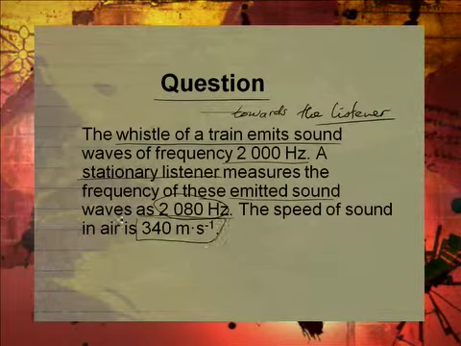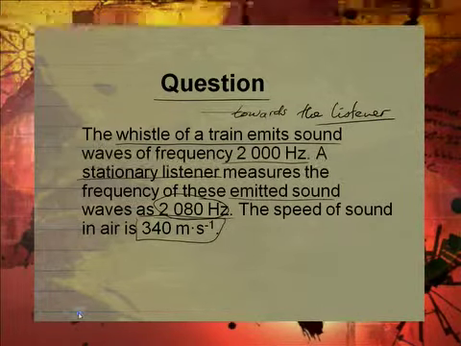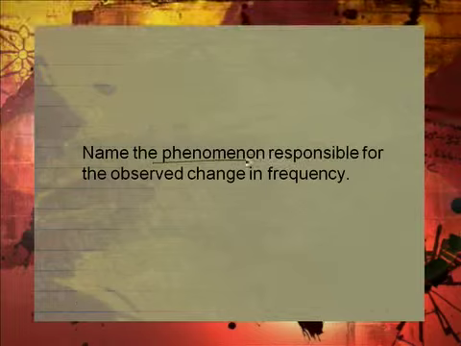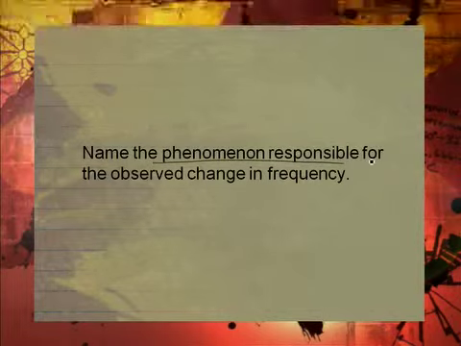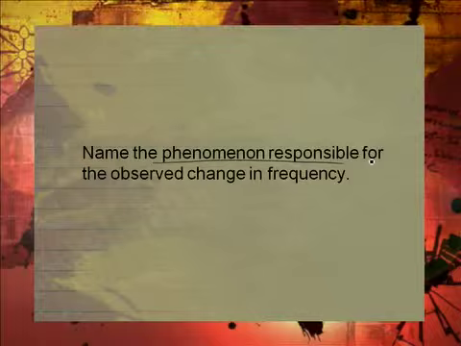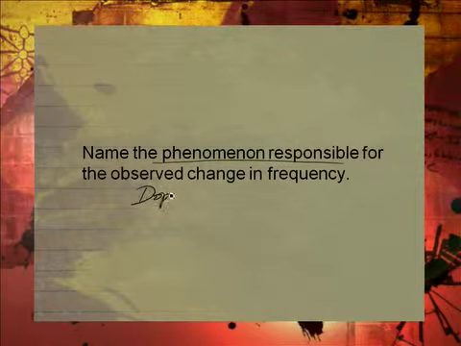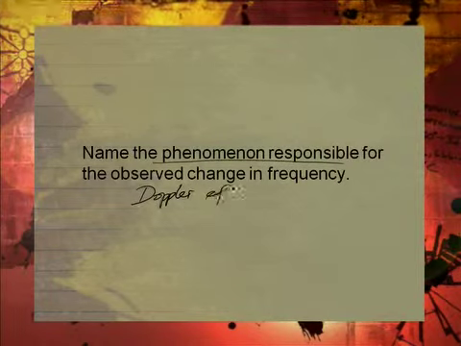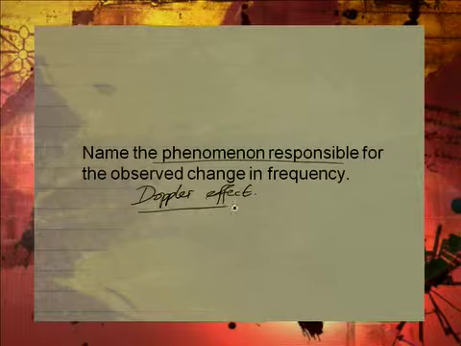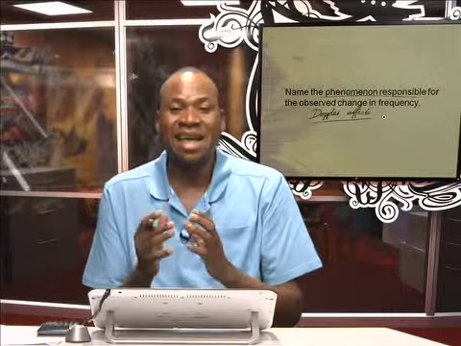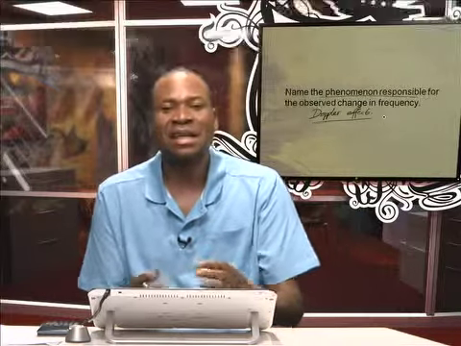We take the speed of sound in air to be 340 meters per second. Name the phenomenon responsible for this observed change in frequency or in pitch. You should be able to get this one. It is Doppler effect, like the previous one. These two questions are from two different exam question papers at the end of the year. This tells you that it is likely that you can still have to answer more or less the same questions. So bear in mind how to answer this.